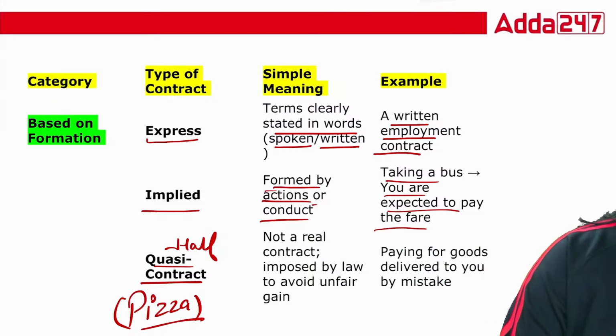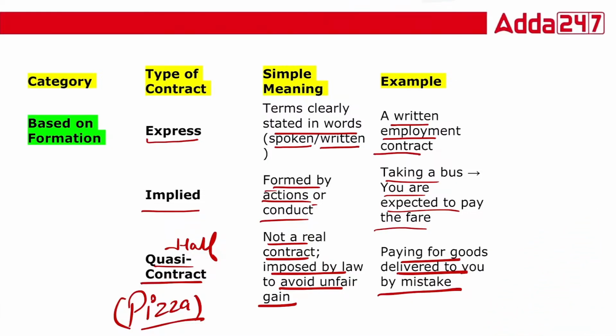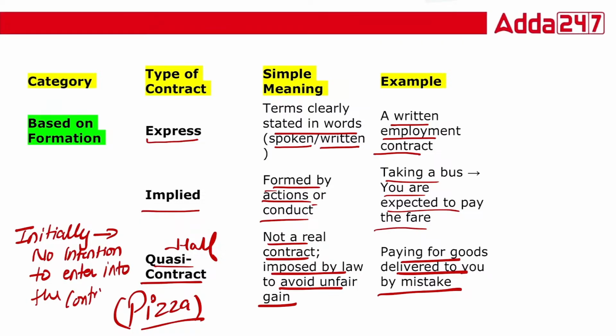So this is not a real contract; it is imposed by law to avoid unfair gain. Paying for goods delivered to you by mistake. So this is also the best example of quasi contract. Is that okay, class? So quasi is, we can say, initially no intention to enter into the contract, right? Initially, but later on enter into the contract. That's it. Okay. So this is the best example. Done, class? So on the basis of formation, these are the types of contract.